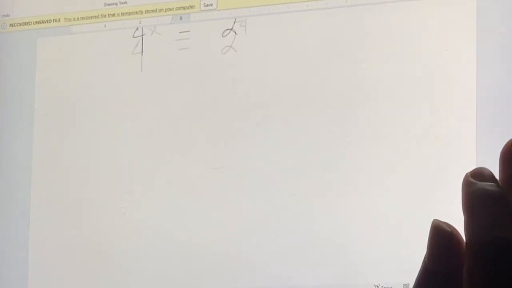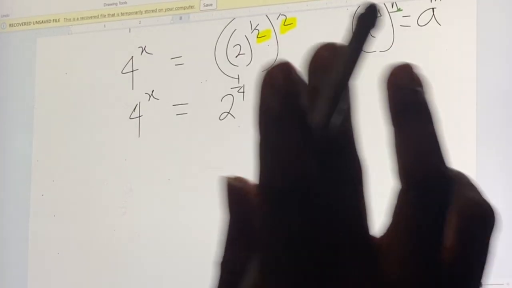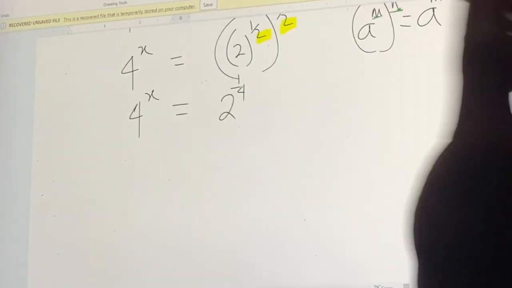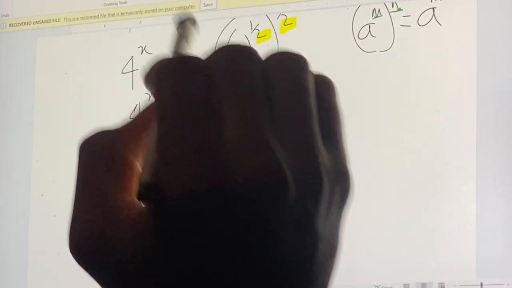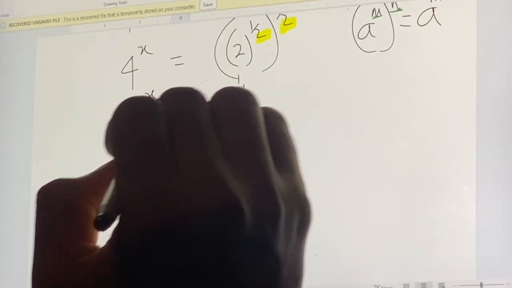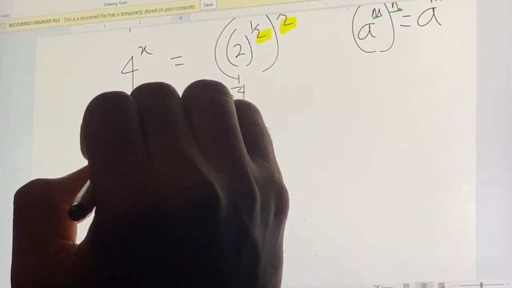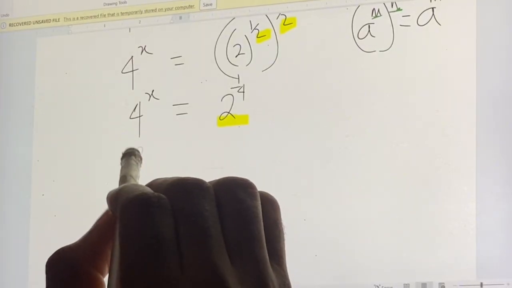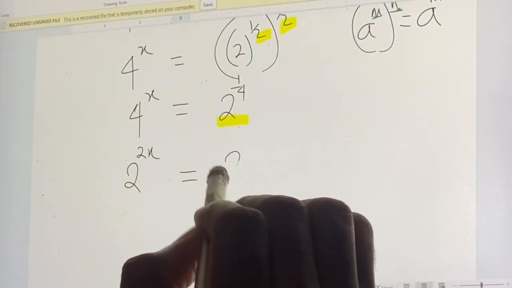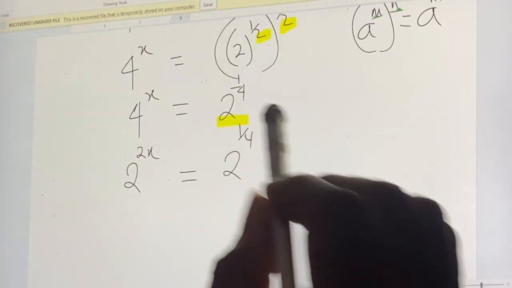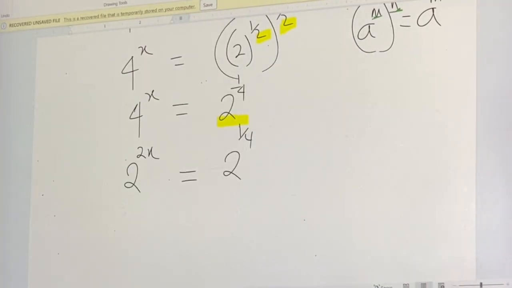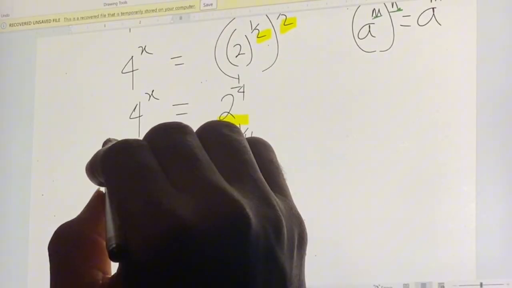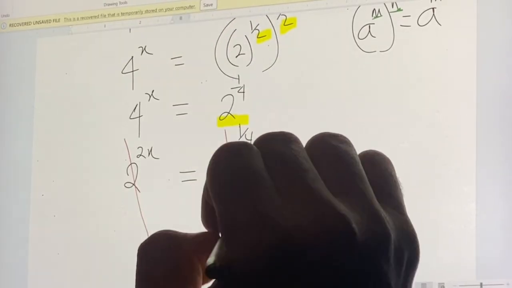All right. So the next thing to do here, class, is to make everything to be of the same base if we can. So this is already in base 2, the lowest base here. So now let's make this 4 to be in base 2. When you do that, we have 2 raised to the power of 2s is equal to 2 raised to the power of 1 over 4. So we have both sides to be of the same base, so this base will cancel this base here.